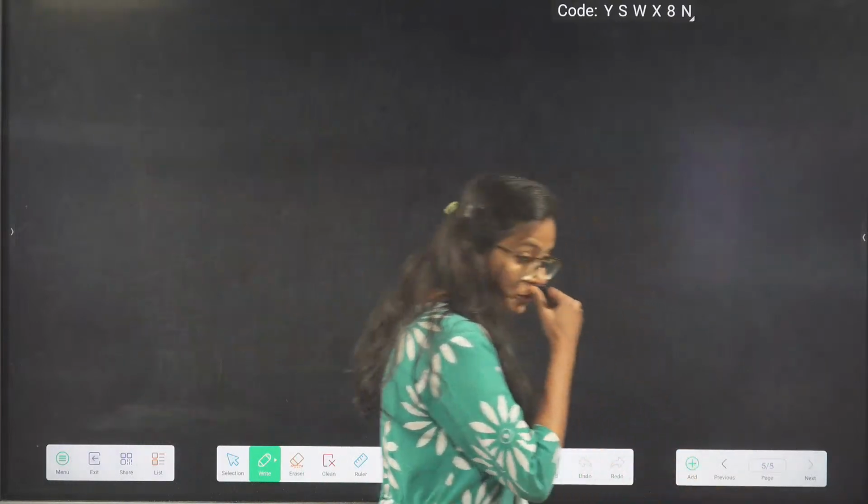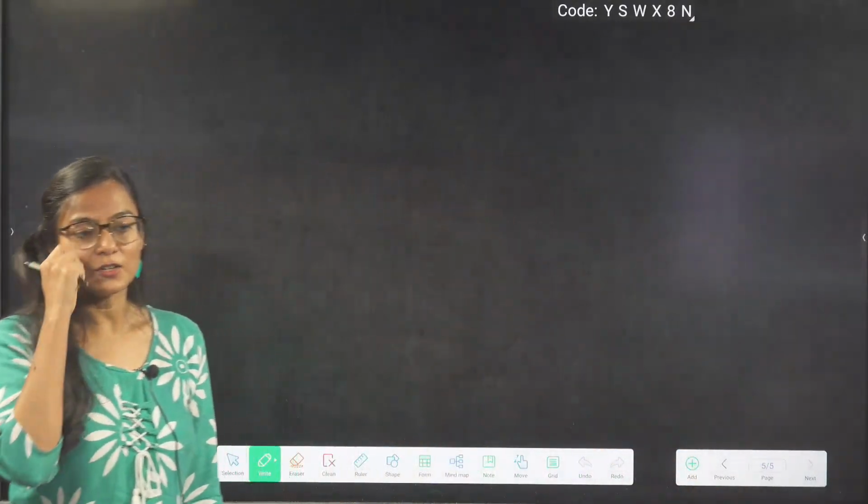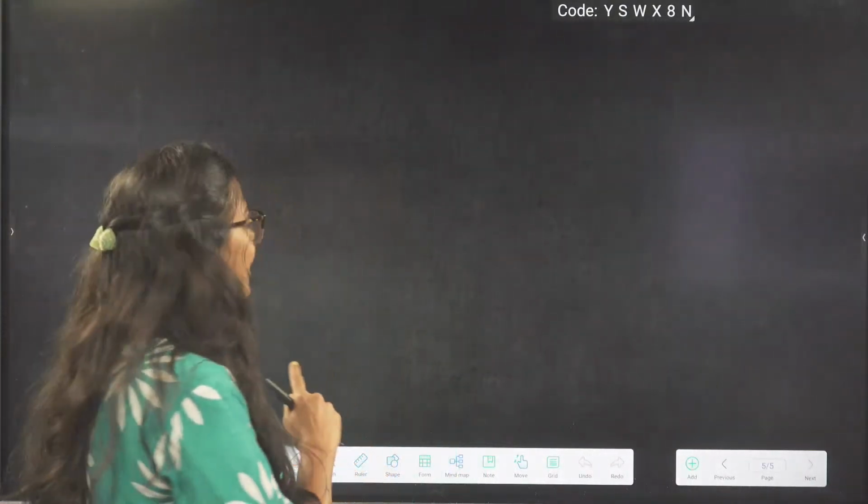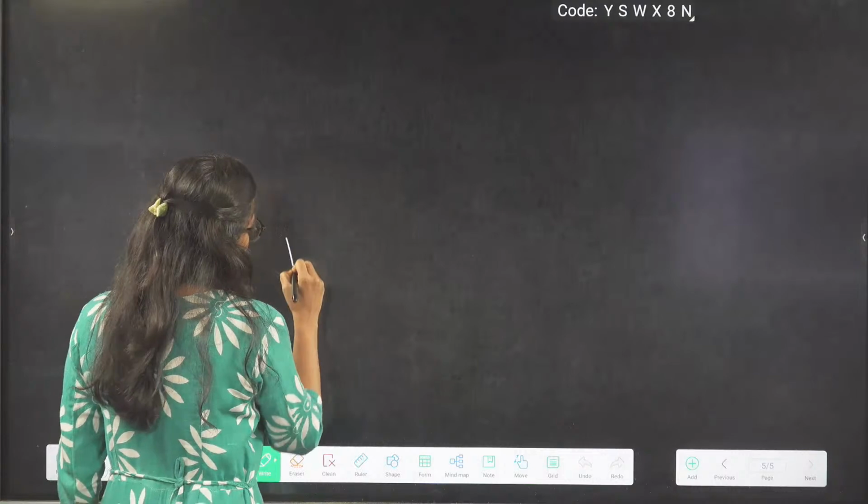Right? Now we'll move to the next one, that is the vertebral column. Now this full skull is done. Now we are going to move towards the vertebral column. Anyway, it is easy.